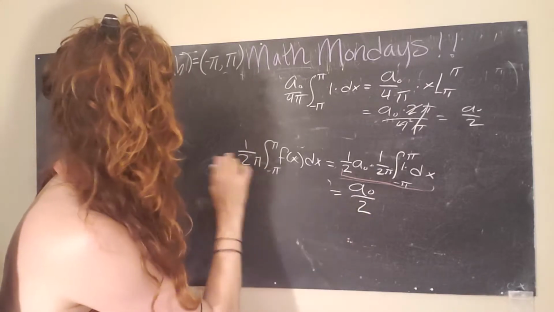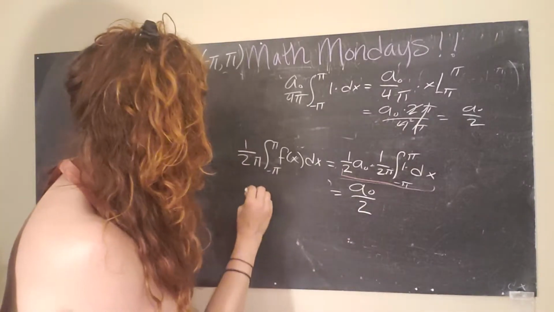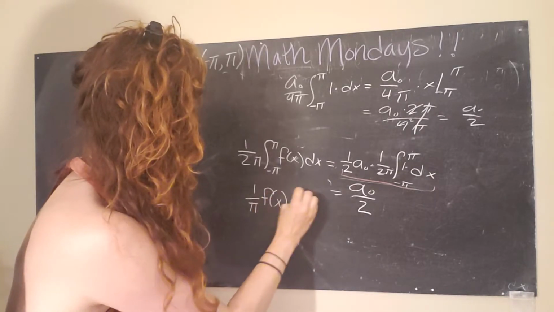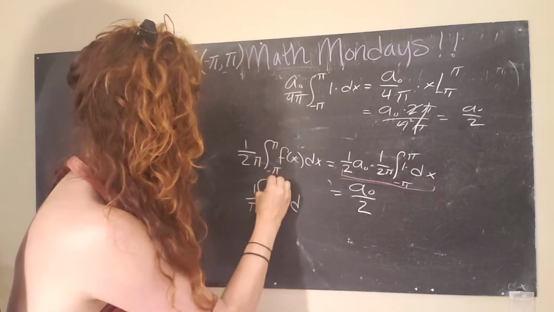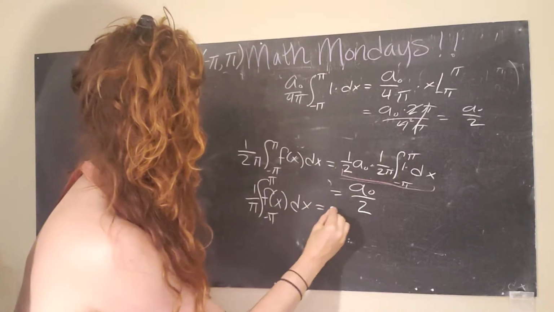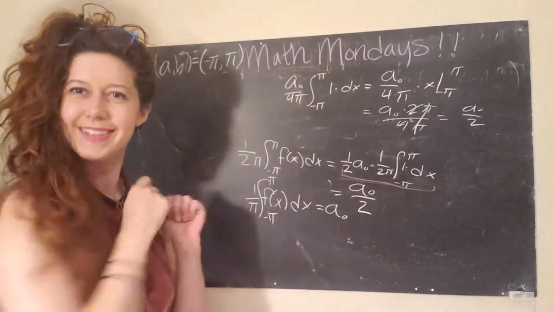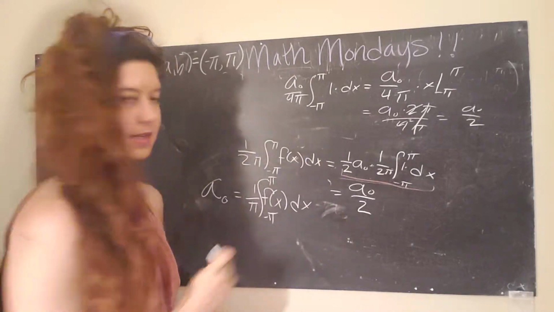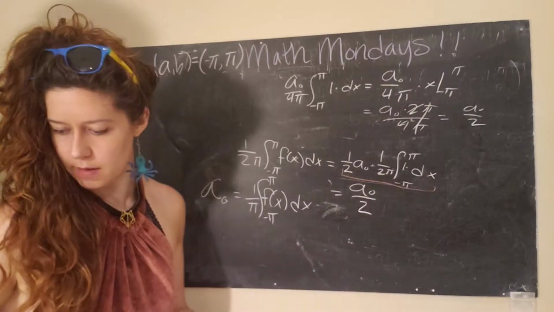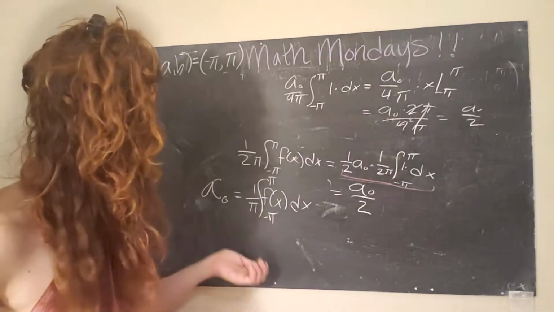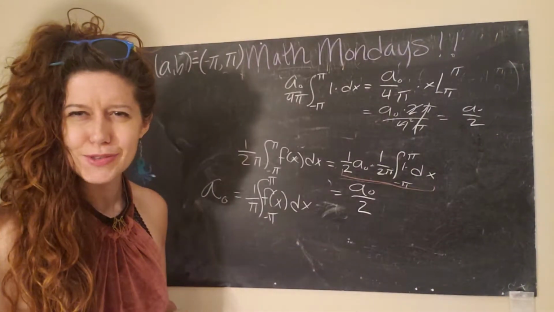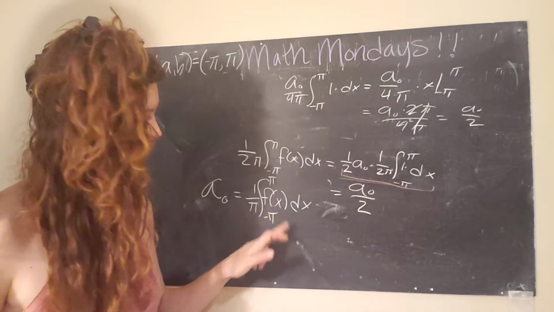Okay. So then if I multiply both sides by 2, I get 1 over pi times the integral of f of x dx equals a naught. We could also write a naught over here, as it is usually written in mathematics. Okay, so now you're like, well, wait, how do we actually find a naught? What is f of x?